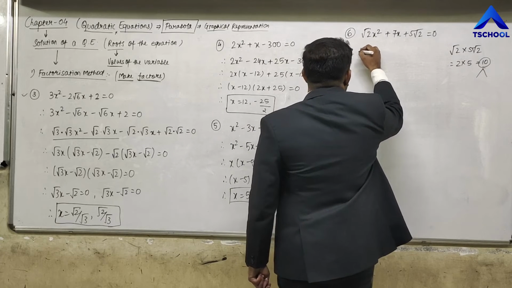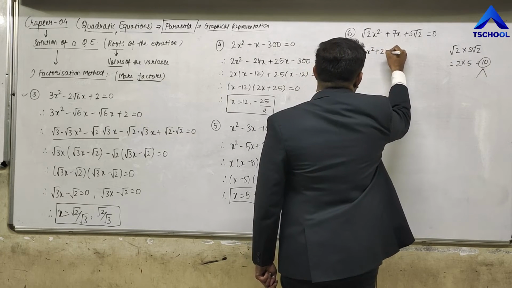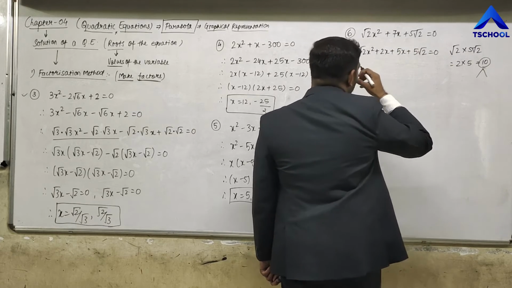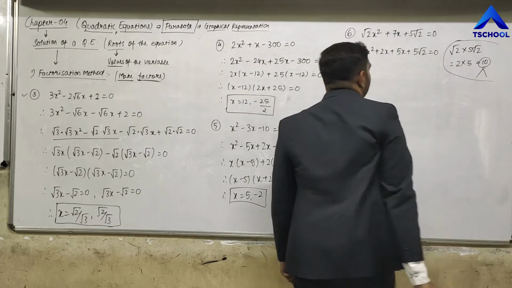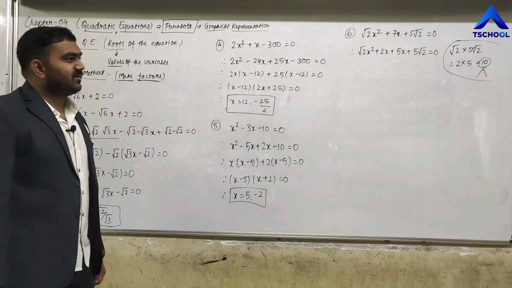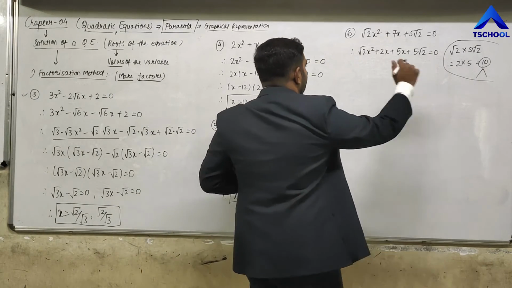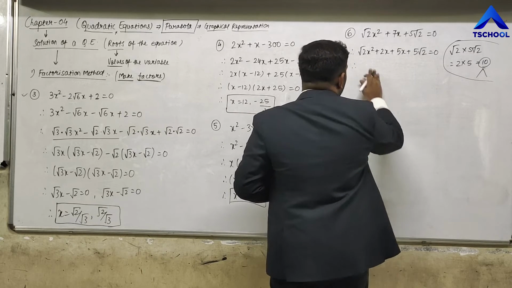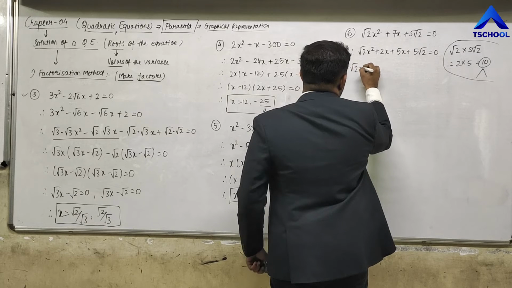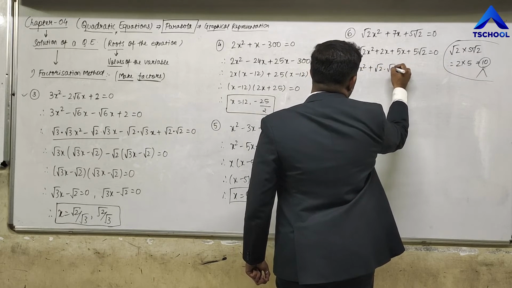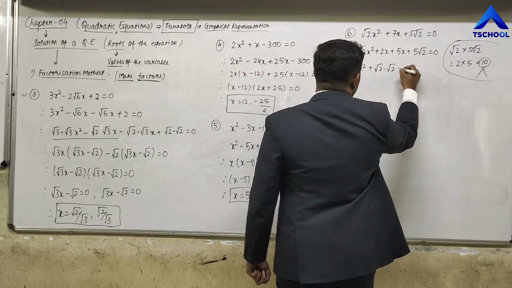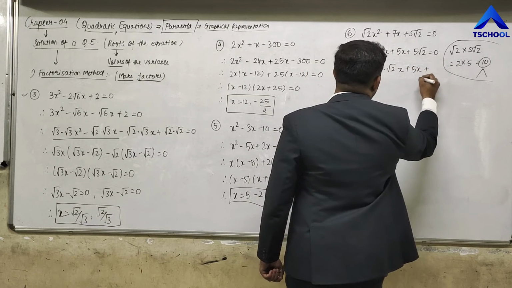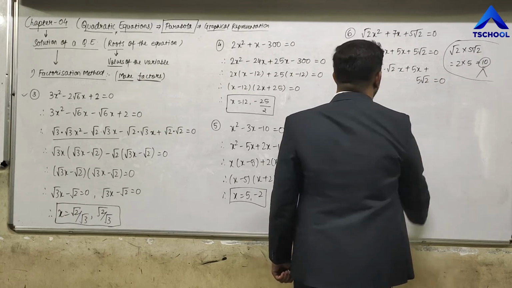So you are going to write it down like root 2x square plus 2x plus 5x plus 5 root 2 equal to 0. Yes or no? Right? Root 2x square plus 2x plus 5x plus 5 root 2 equal to 0. Therefore what can you take out common here? So first of all you need to write it down in the root form. Therefore you can say that root 2x square plus 2 is root 2 into root 2 x, plus 5x plus 5 root 2 equal to 0.